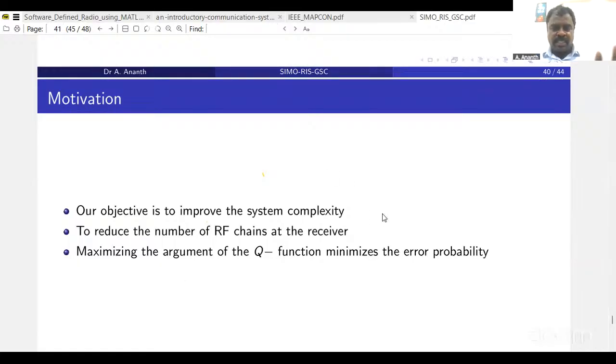From this, I can take it in two directions. One is I can show the system model which we have developed and which has been published in IEEE MapCon. Or otherwise, I can show the demonstration of the system models I have discussed so far, like RIS as a reflector, RIS as an access point, and so on. So participants can share your views so that accordingly I will take it forward from here.